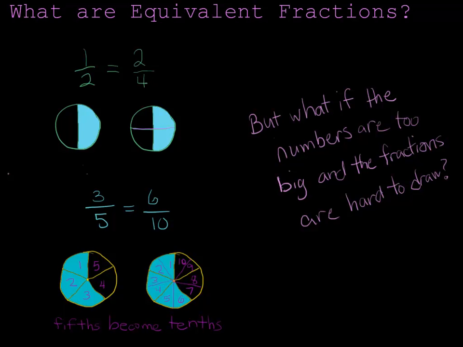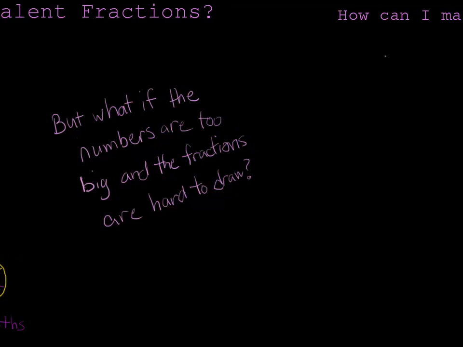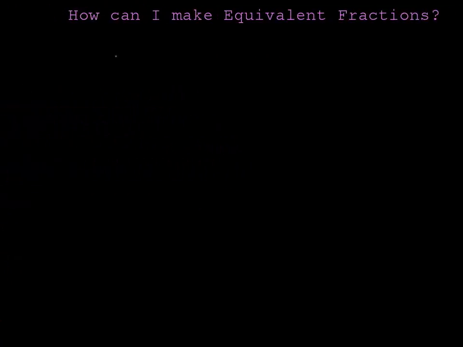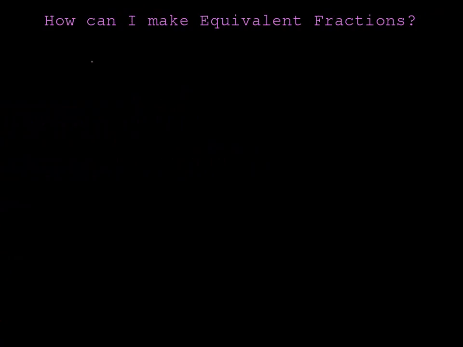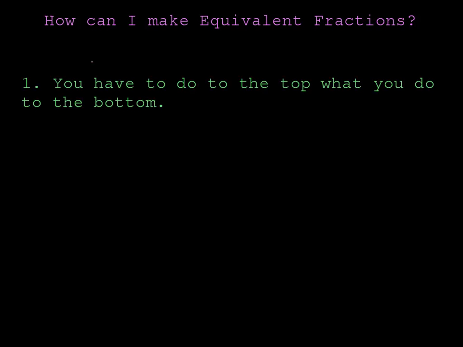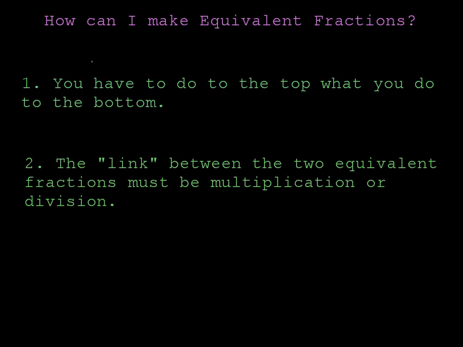If you want to find equivalent fractions using only the numbers, there are 2 secrets. The first is you have to do to the top what you do to the bottom. Okay, you must be fair in fractions. Treat the numerator the same as you treat the denominator. And the second rule is that the link between 2 fractions is always multiplication or division, never addition or subtraction. So what does this mean?